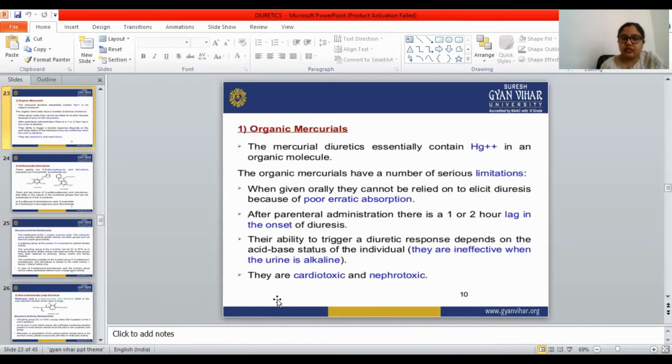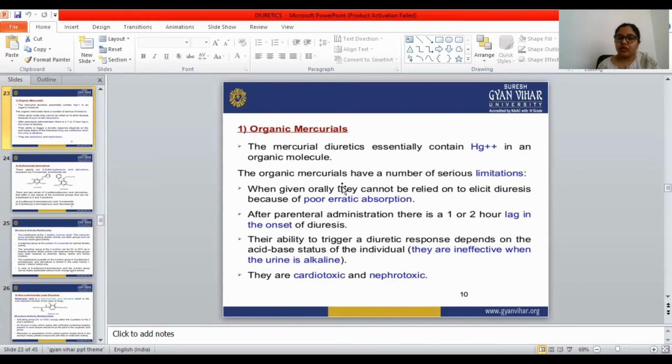So here we are going to learn the organic mercurials. What are the organic mercurials? This is the SAR of the organic mercurials. The mercurial diuretics essentially contain Hg++ in an organic molecule. They should contain Hg++ in an organic molecule.